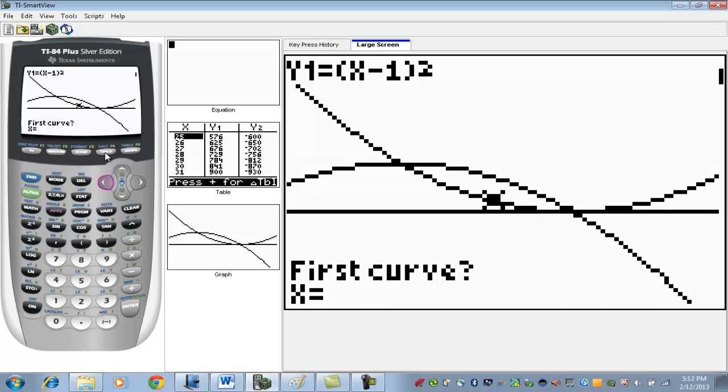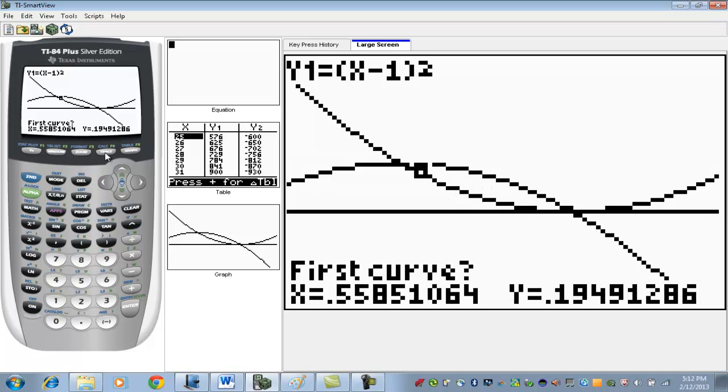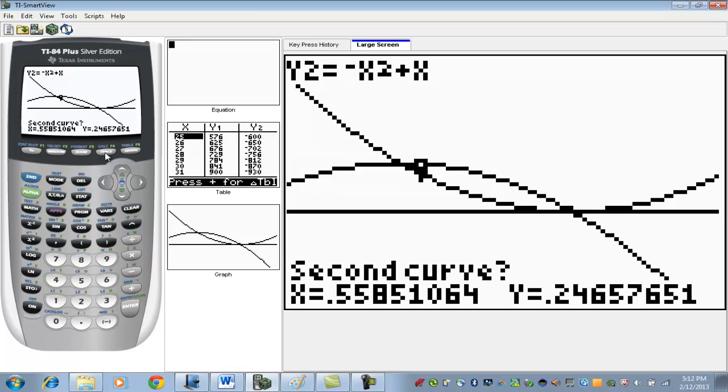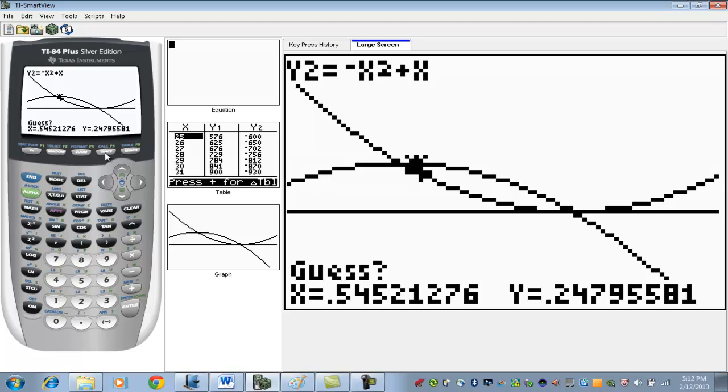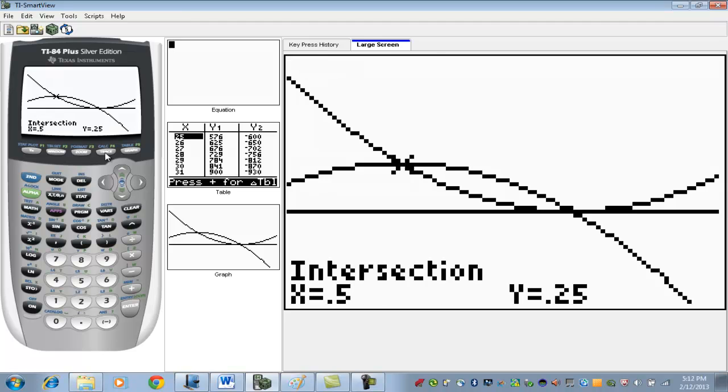Right, so go close to the first intersection point that you want to find and press enter. As for the second curve, similarly go close to the point that you want to find and press enter again, and one more time enter. So the x coordinate is clearly 0.5, which is half, and we do the same for this point.